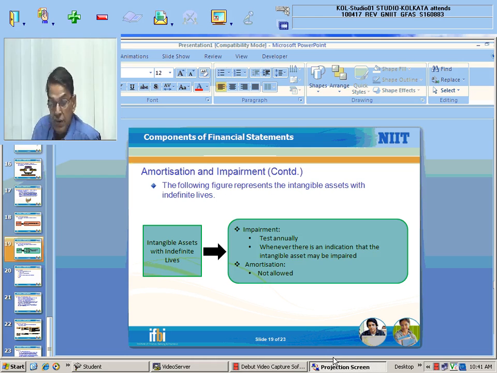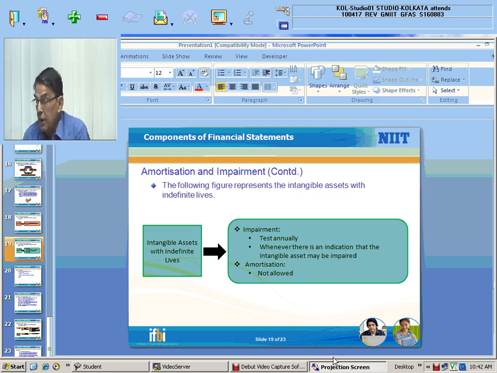If the assessment changes, supposing an intangible asset which was earlier assessed as having an indefinite life is found in subsequent reassessment to have a finite life, then we can start amortizing the asset. But if the assessment changes, it will be treated as a change in accounting estimate, so the amortization will only affect the current year's profit and loss and subsequent years. It will not affect the earlier years. So it will be applied prospectively, because changes in accounting estimate only have prospective effect, no retrospective effect.